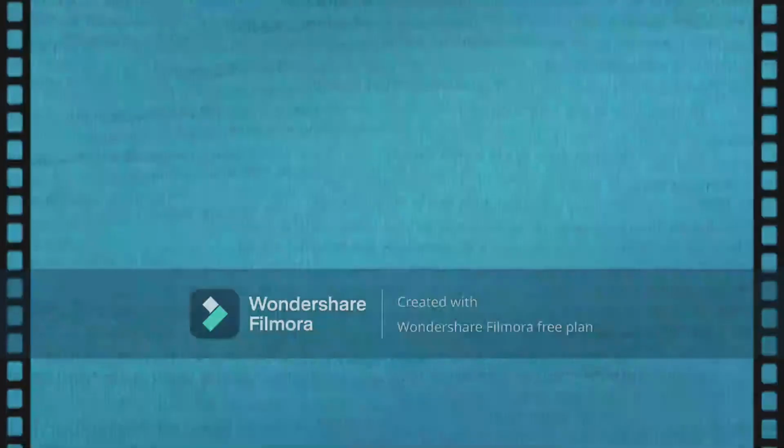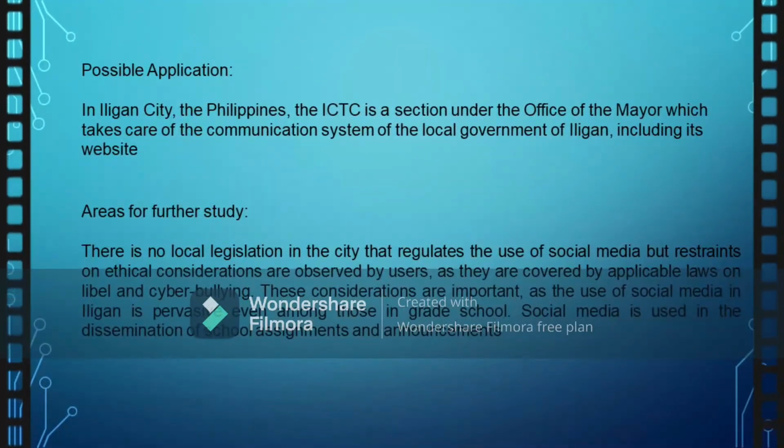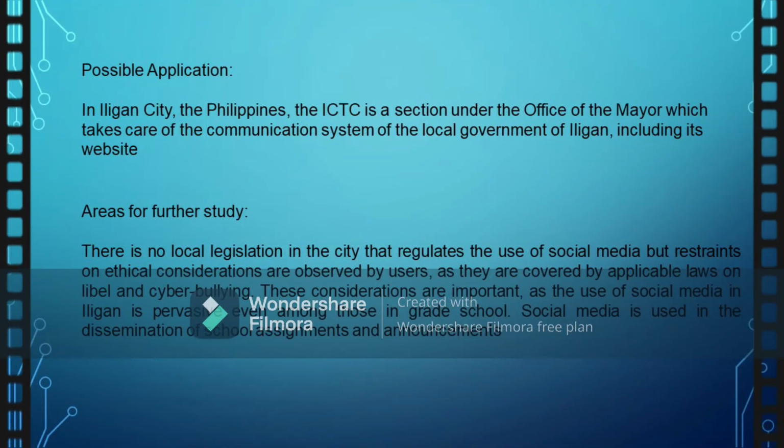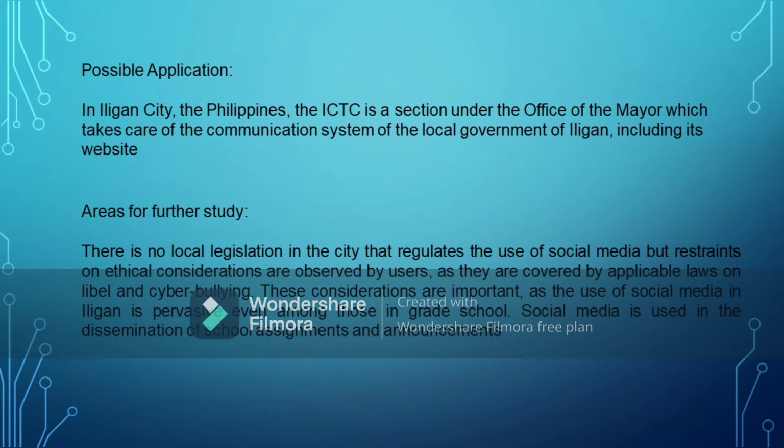Possible application. In Iligan City, the Philippines, the ICTC is a section under the Office of the Mayor which takes care of the communication system of the local government of Iligan, including its website.